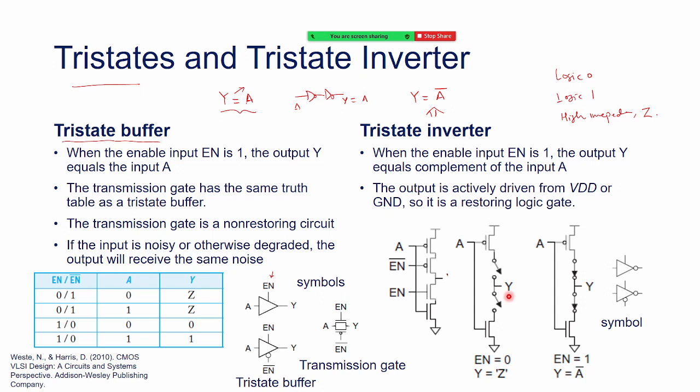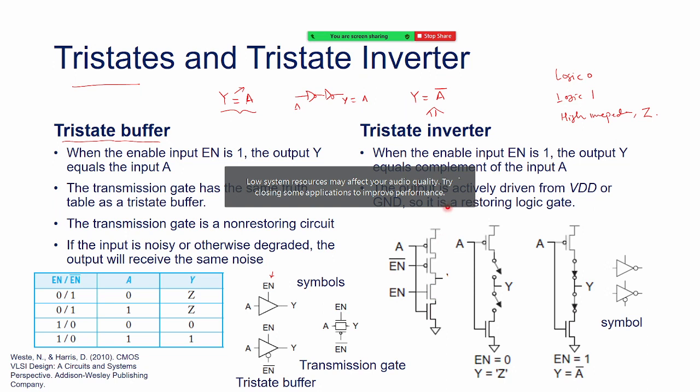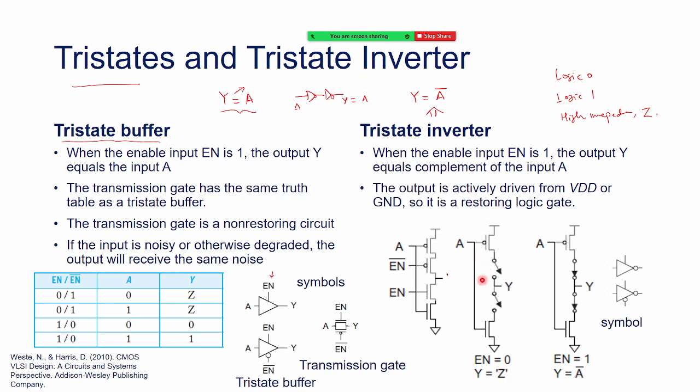It acts as an inverter. No, it's not acting as an inverter. Let's say enable is 0. When enable is 0, this transistor is switched off, and that transistor is switched off. High impedance, right? So in case of an inverter we have only 2 states, but now this is a special case, a tri-state inverter. So we have 3 states.